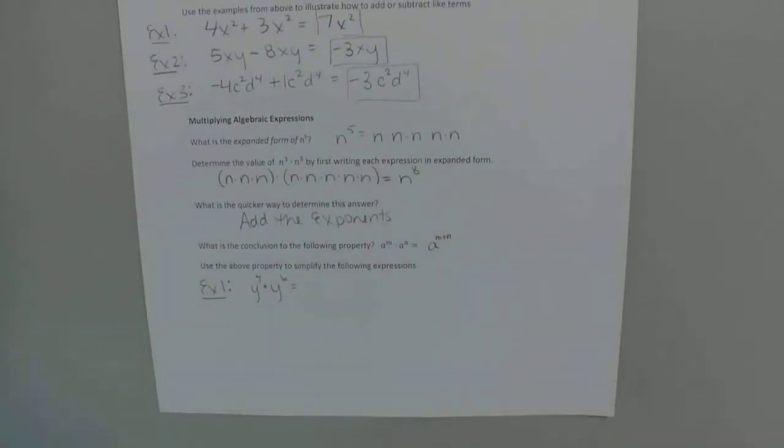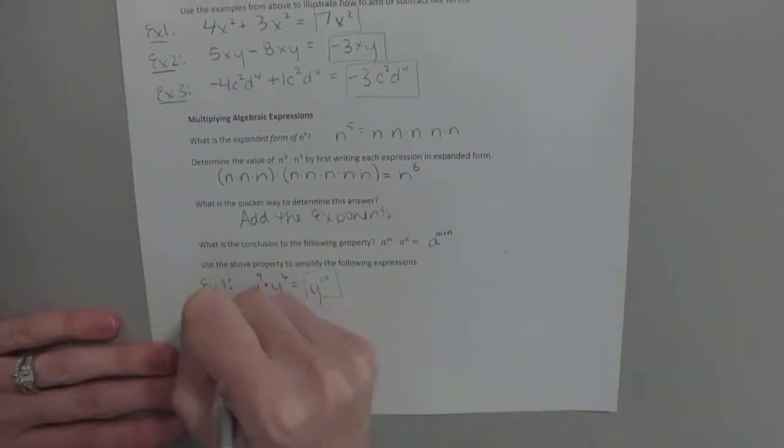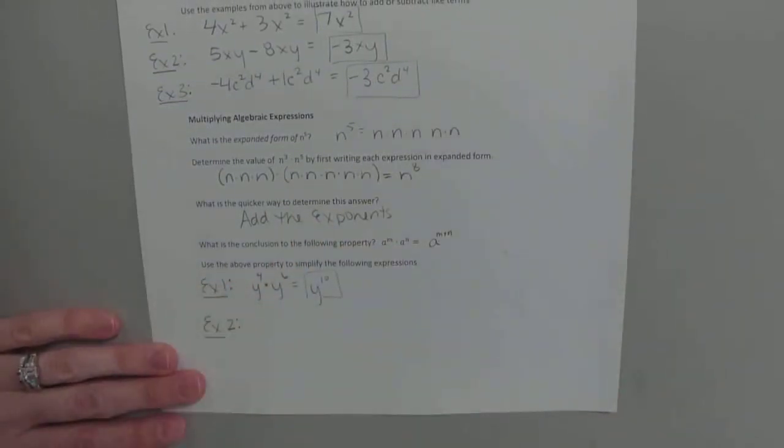Let's figure out what y to the 4th times y to the 6th is. Example 1 is y to the 4th times y to the 6th. What do you guys get when you do that? Is that okay? And I'm not expecting you to even show work. Some people think they have to show this, 4 plus 6 to get the 10. I know that once you know the rule, we're just adding them, right? So that's just y to the 10th.